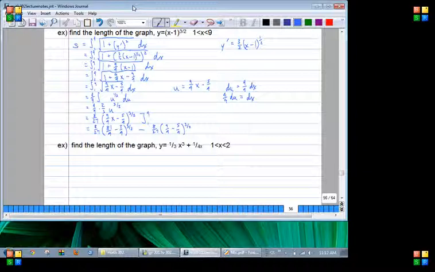So find the length of the graph y equals 1/3 x cubed plus 1/4x, where x goes from 1 to 2. All right. So the length is s, and what is it? Integration from 1 to 2 of the square root of 1 plus y prime squared dx. Okay. So what is y prime?